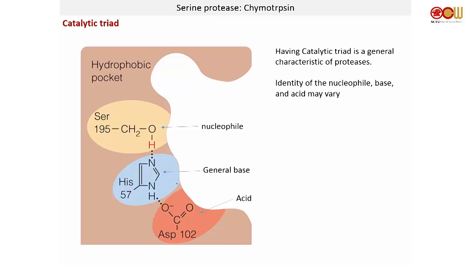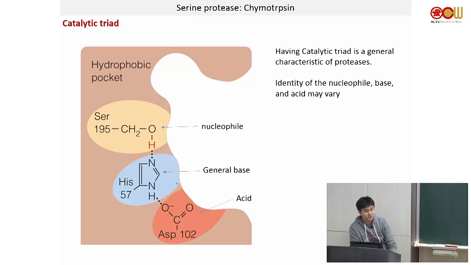And the identity of the nucleophile, the base, and the acid may vary depending on the different proteases that you're working with. And now, for serine protease, the nucleophile is a serine. And in this case, you have a general base and a general acid. Acid could be aspartate or glutamate. Base, it could be histidine, it could be like lysine, that kind of stuff. Okay? So catalytic triads will appear in different proteases.